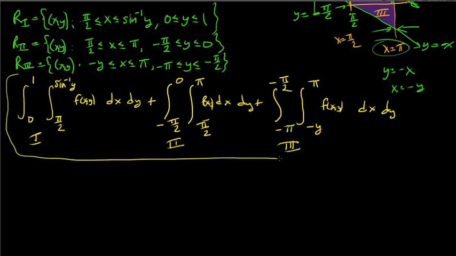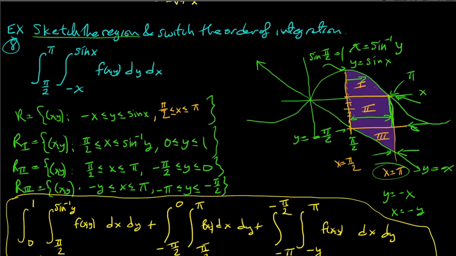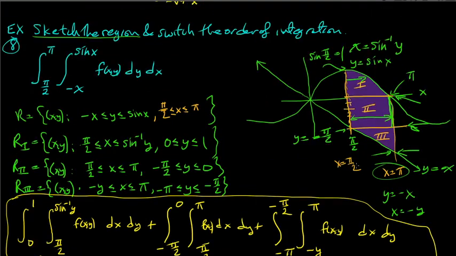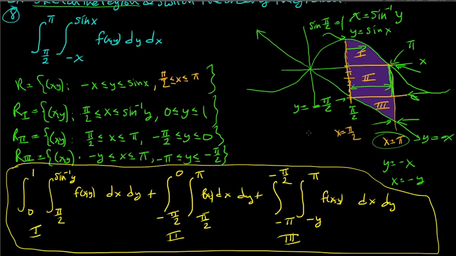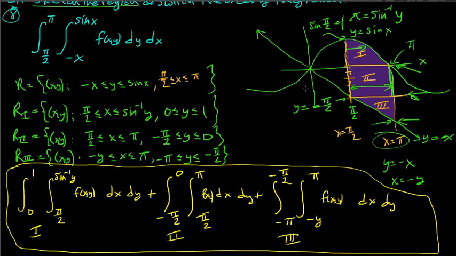Not very pleasant to switch the order of integration here, because this vertically simple region is not horizontally simple. It's three distinct horizontally simple regions. The top region here is the curved region, this is the square, and then region 3 is the triangle. Anyways, that's about as bad as it would get here.